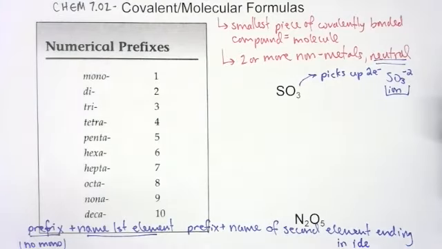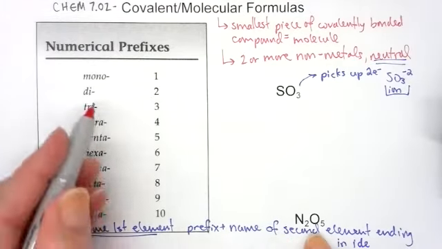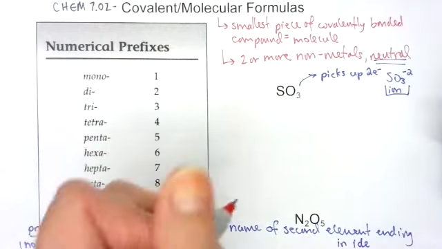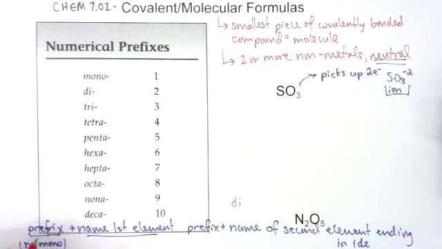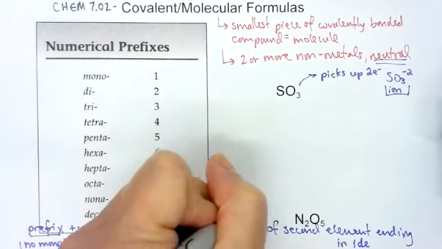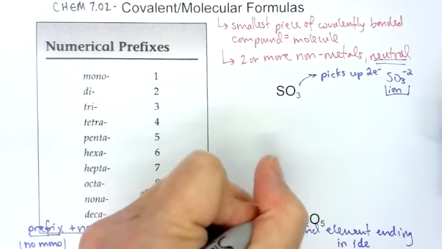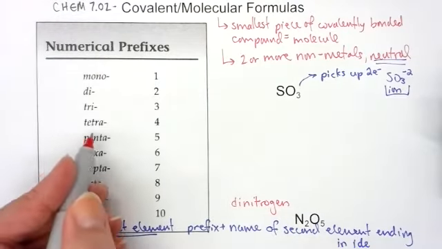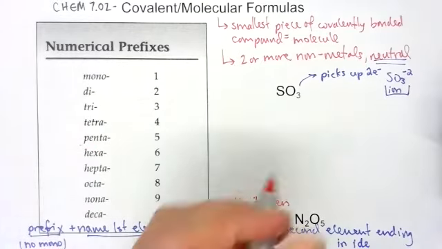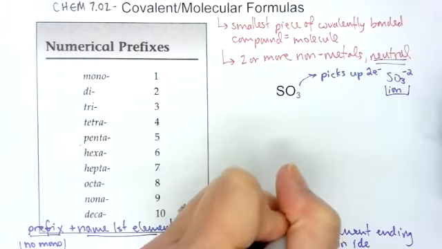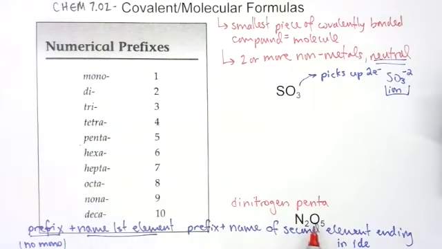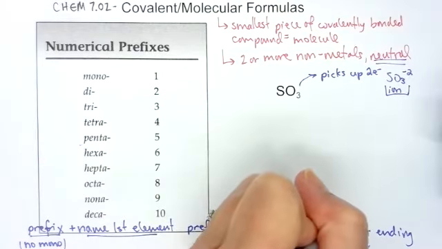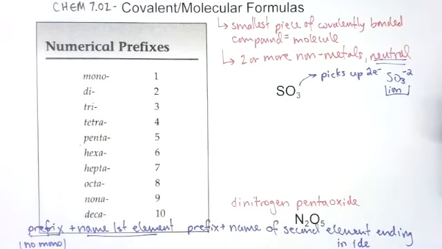So that means we have N2O5. 2 is di, so this is going to be dinitrogen. Di, name of the first element: dinitrogen. The prefix for 5 is penta. I have oxygen, so I need to change that to oxide. Dinitrogen pentaoxide.